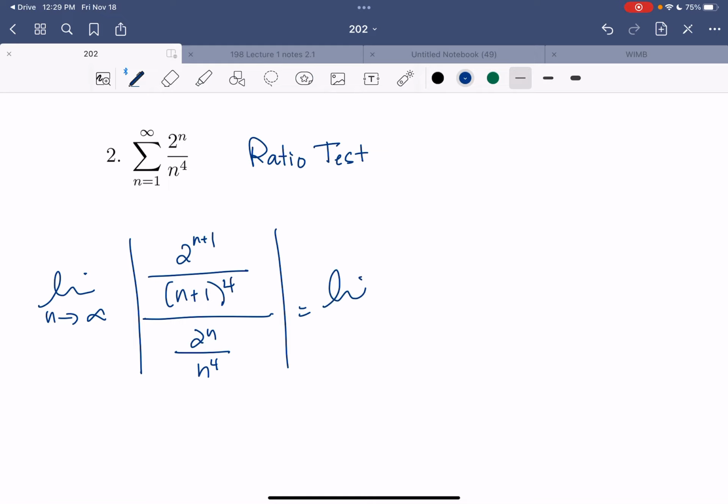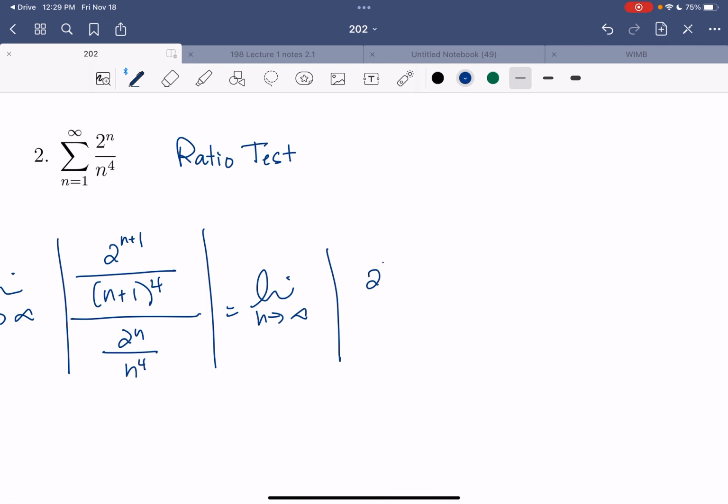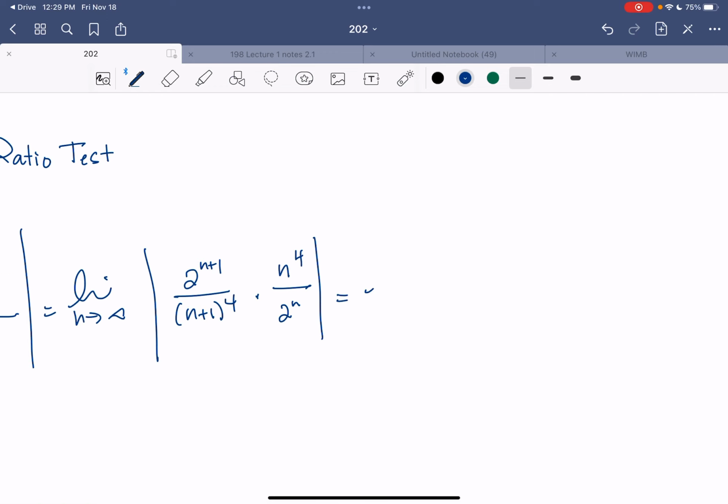Again, first thing we do is flip that. So we're going to have 2 to the n plus 1 over n plus 1 to the 4th times n to the 4th over 2 to the n. From there, we're going to split up our first term so that we don't have n plus 1. So that's 2 to the n times 2 over n plus 1 to the 4th. This is a big one, so let's see.